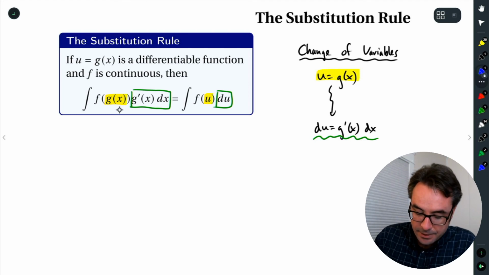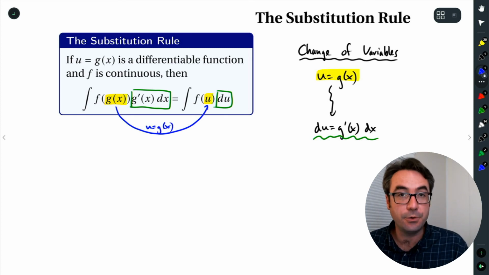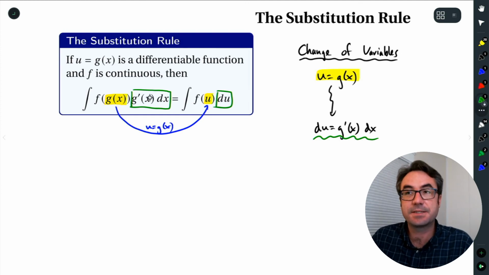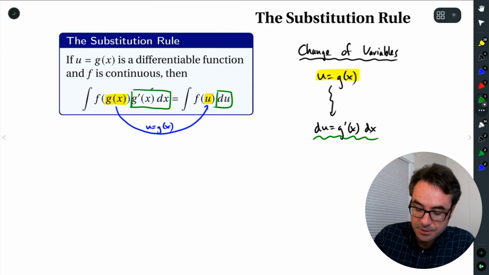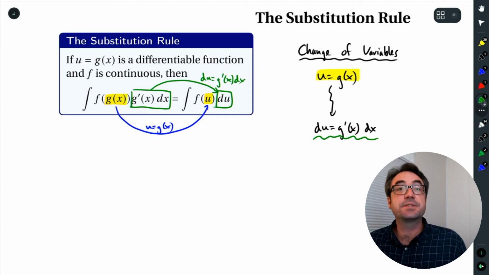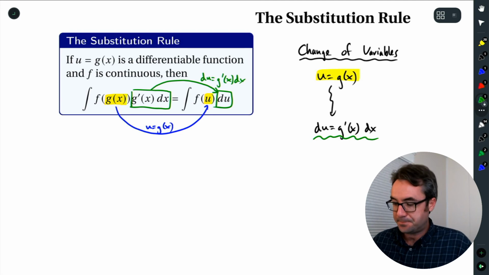So what we're seeing here is the g of x is our new variable u. And then this g prime of x dx, that's going to become our differential du. All right, so this is the setup. This is kind of what the rule says. We're going to think of it more as a process, the way we do the substitution rule.